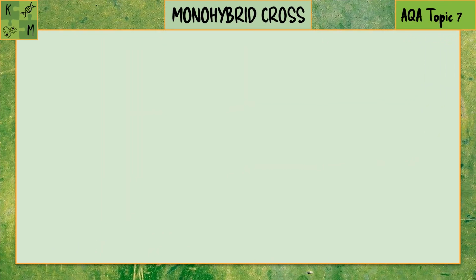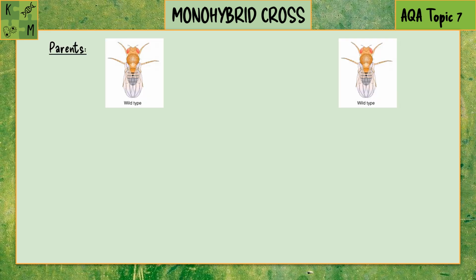Let's look at the inheritance of wing type to model a monohybrid cross. So this is where we're looking at the inheritance just at one locus, so just one gene, and in this case we've got a dominant allele and a recessive allele. So first of all, we look at the parents and we can see we've got both wild type wings. So we're going to state the phenotype and also the genotype of the parents. In this case, they're both heterozygotes, so they carry a dominant big N and a recessive little n. And I've colour-coded these alleles so we can track them through the cross.